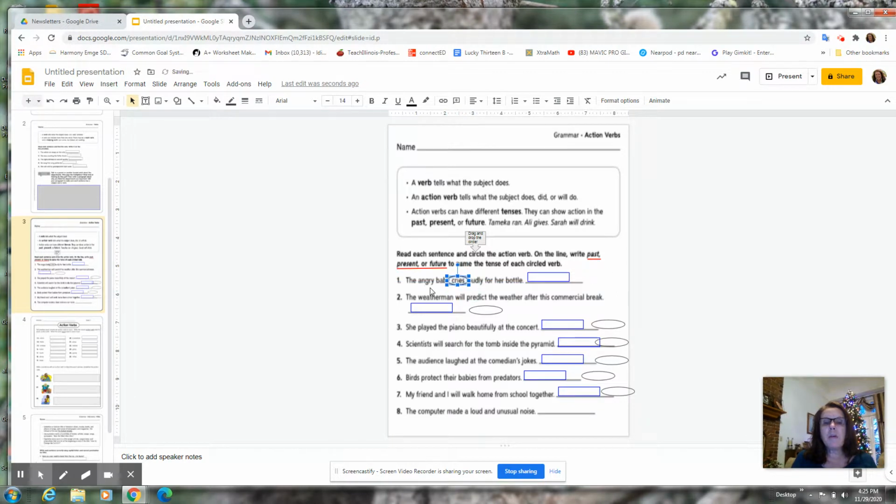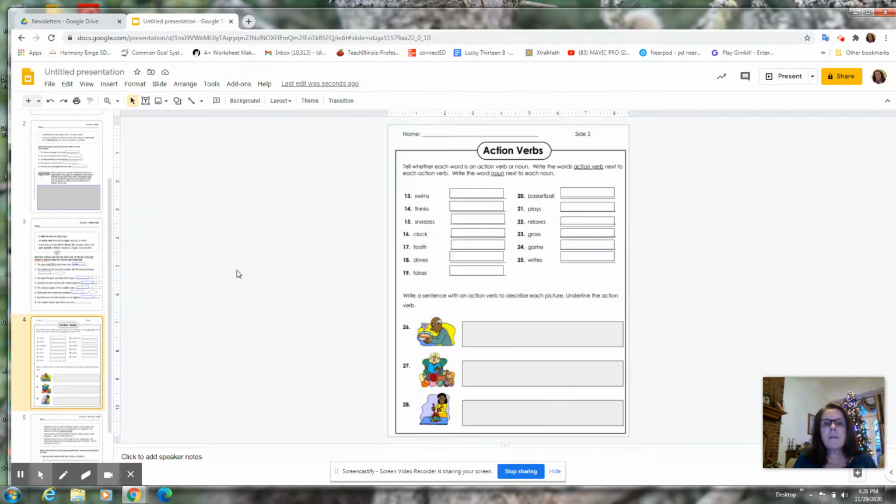So what does the angry baby do? The angry baby cries. Now, because it's cries, I'm going to say that that's something that's happening in the present. Okay. So this page is super easy. I don't think anyone should have any difficulty with this at all. There's also a second page, though, on Wednesday.